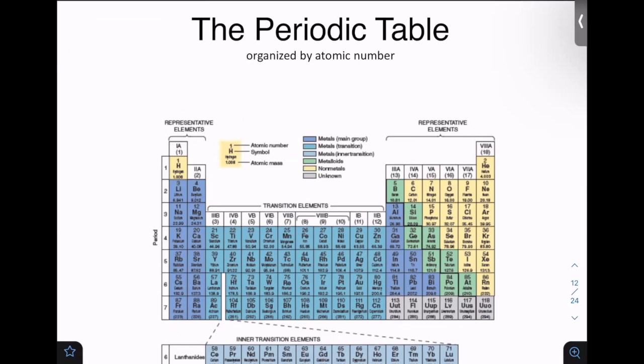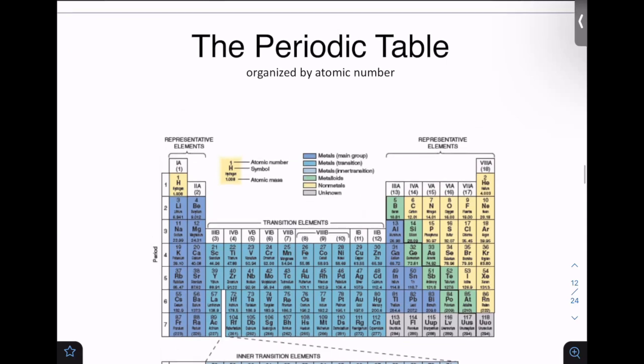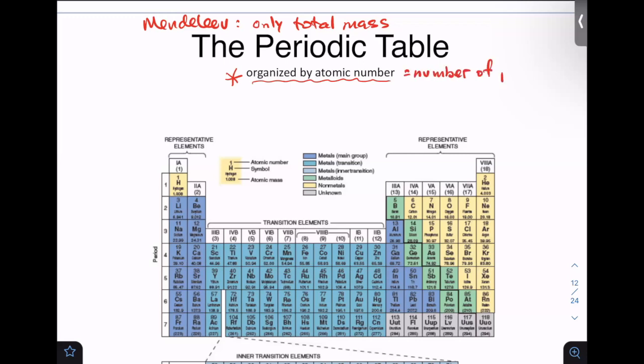Now, one major difference, though, remember, Mendeleev, they only had total mass. Our modern periodic table is organized by the atomic number. Now, what's the atomic number? That's the number of what? Protons. All right, protons are pretty important. I mean, it's all important.